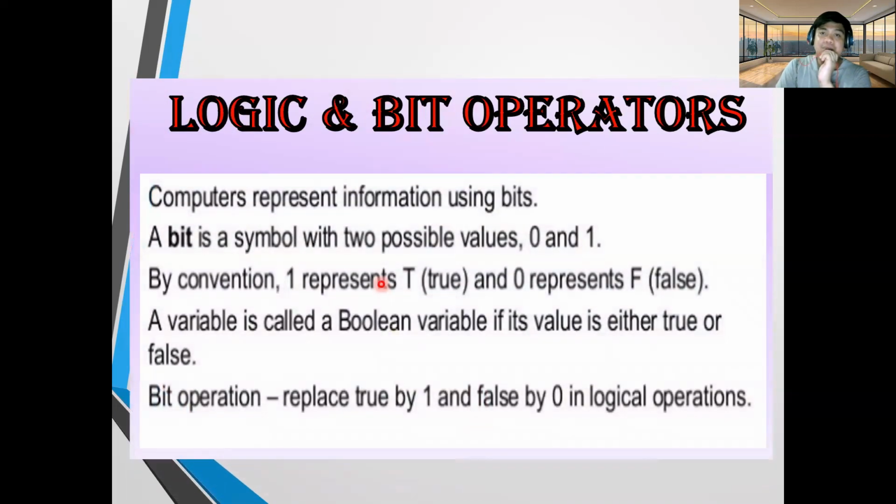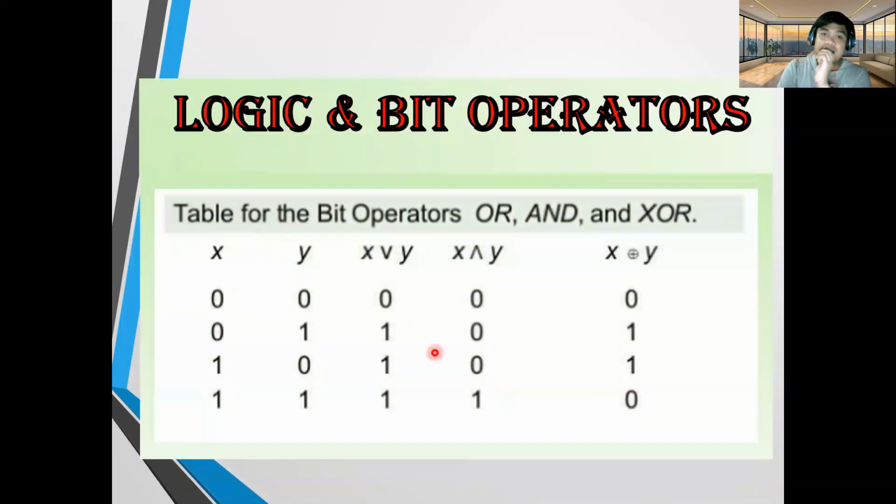So, logic bit operators. Computers represent information using bits. A bit is a symbol with two possible values, 0 and 1. By convention, 1 represents true and 0 represents false. A variable whose value is either true or false is called a Boolean variable. Bit operation replaces true by 1 and false by 0 in logical operations. So we have here the table for bit operations.